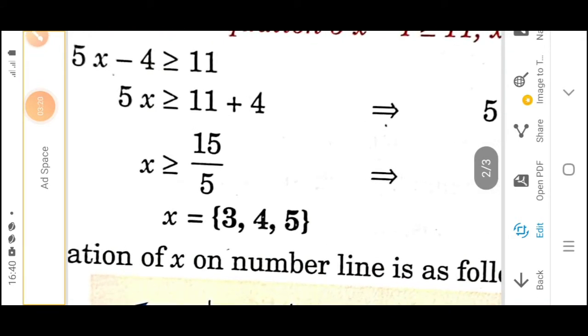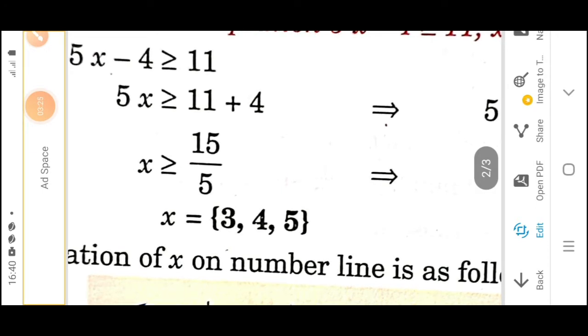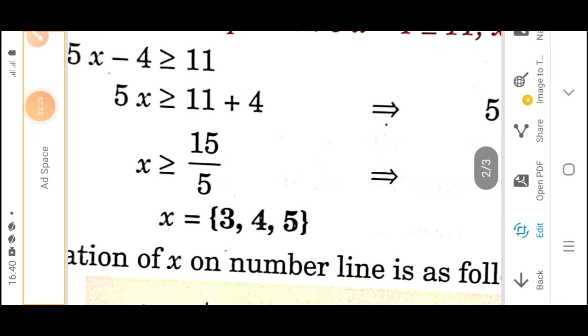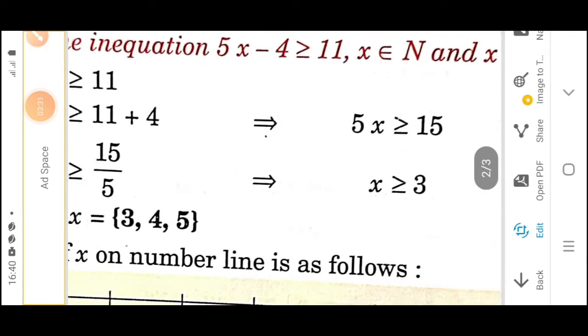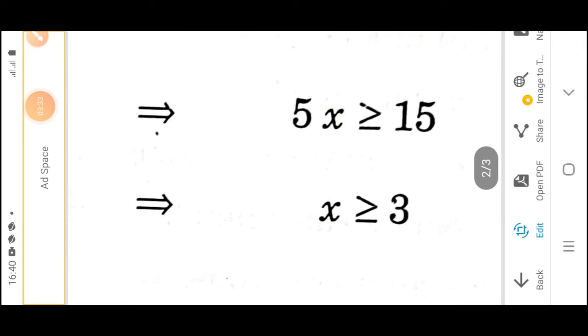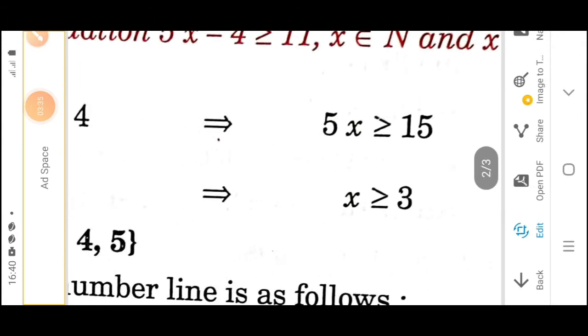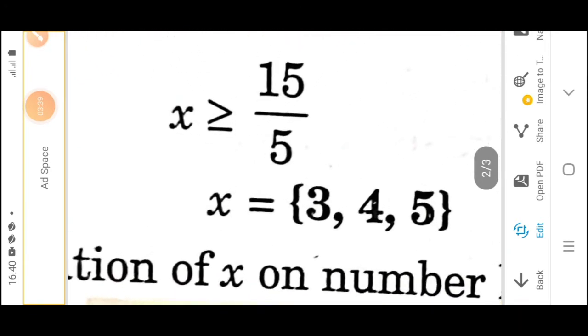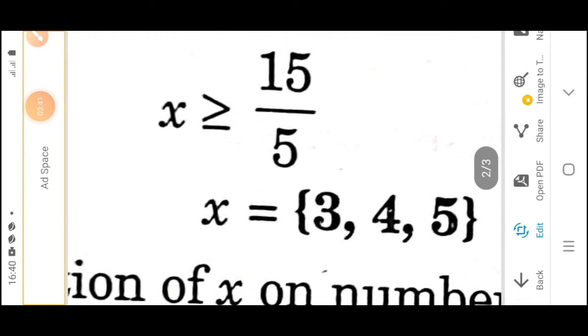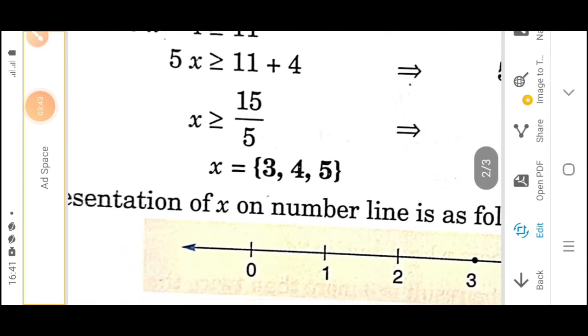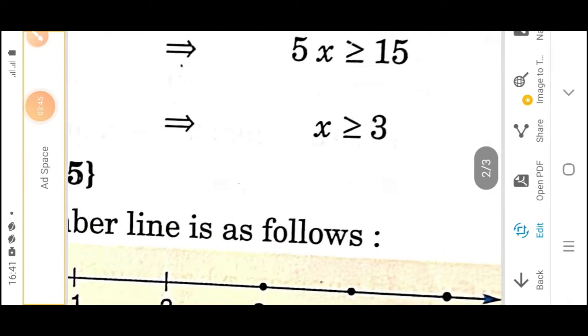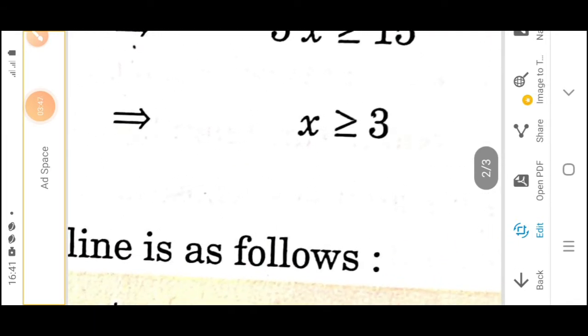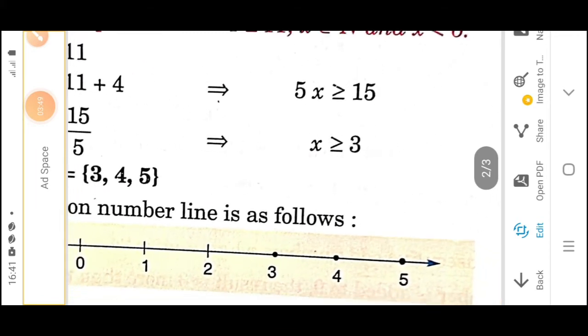Now 5x minus 4 is greater than or equal to 11. On transposing 4 to the right hand side, it becomes plus, same as in equations. 5x is greater than or equal to 11 plus 4. So this side becomes 5x is greater than or equal to 15. Now the next step, x is greater than or equal to 15 upon 5. On dividing, we get x is greater than or equal to 3.